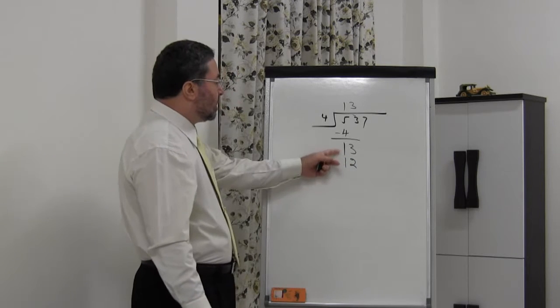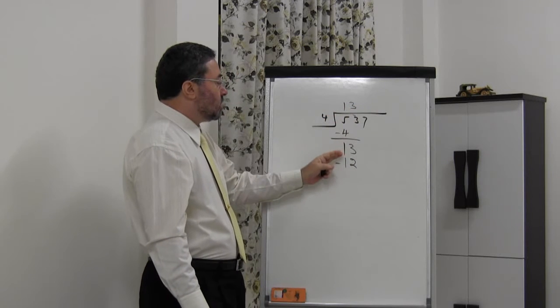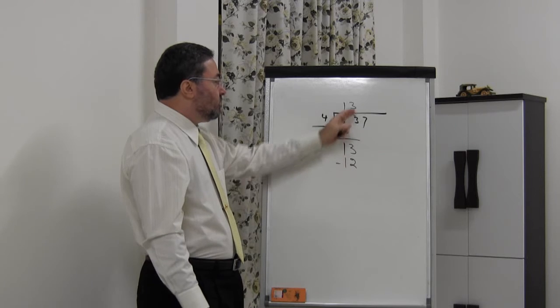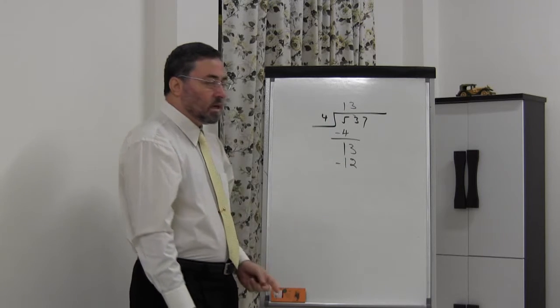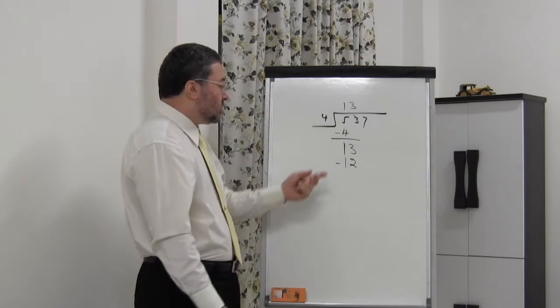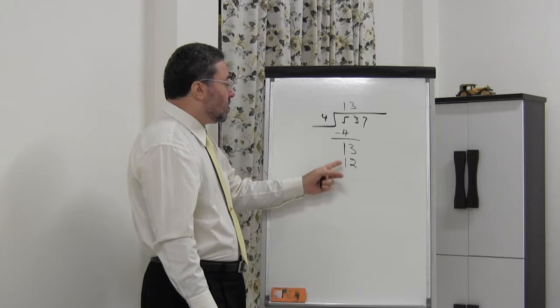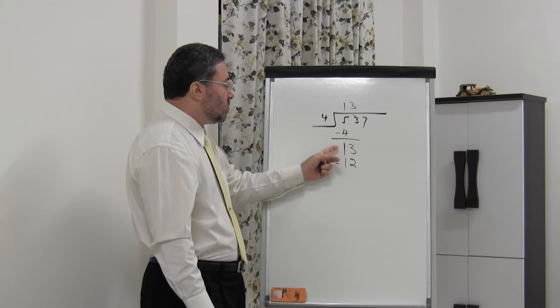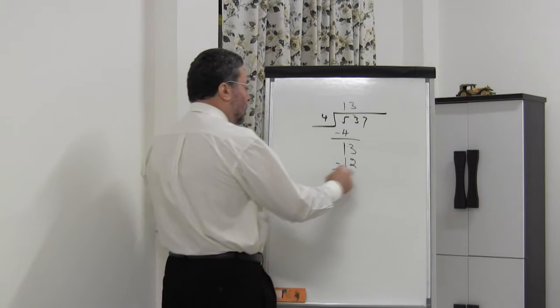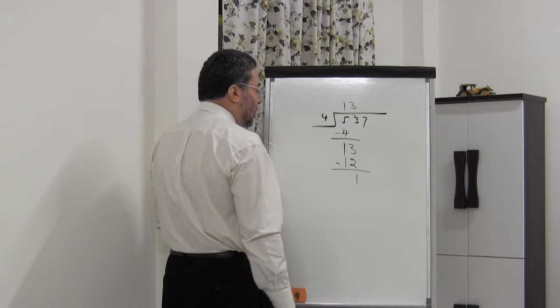We cannot put 13 divided by 4 as 4, because then you are going to get 16 here. 4 times 4, 16. And you're not supposed to get a number bigger than this number. Your number here should always be smaller than this. And now we subtract again, and we get a 1.